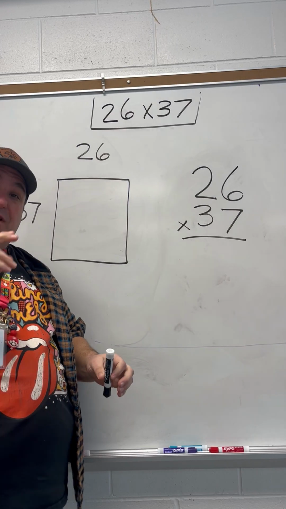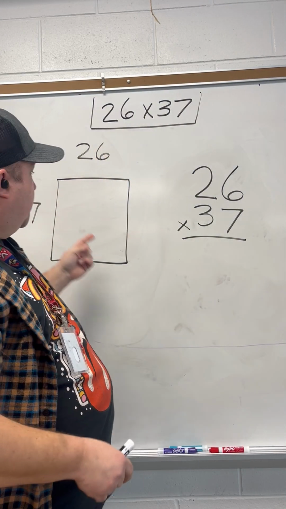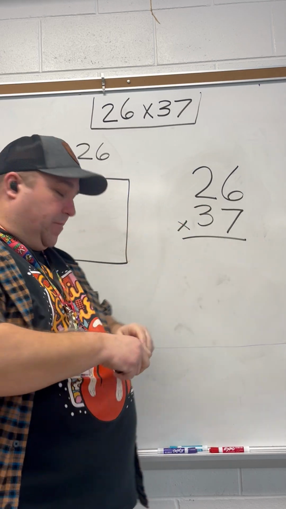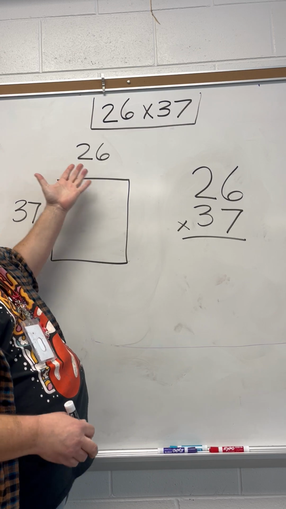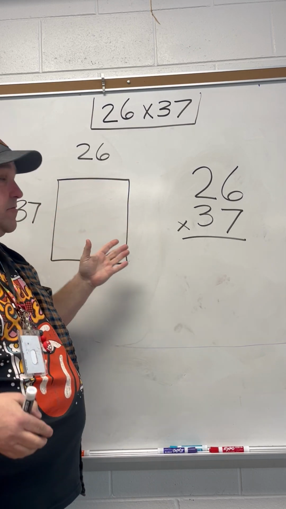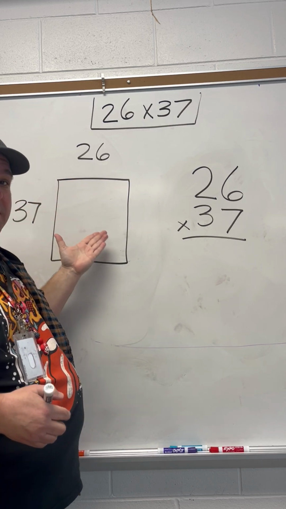All right, guys, let's look at two different ways of solving 26 times 37. So we're gonna start with this area model, and then we'll see how that applies to the standard algorithm. With the area model, anytime we're multiplying two numbers, we're really just finding the area of that rectangle. So if I have a rectangle 26 by 37, I can find that area inside.